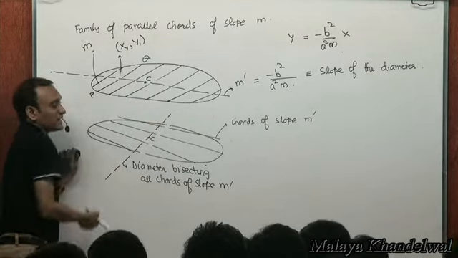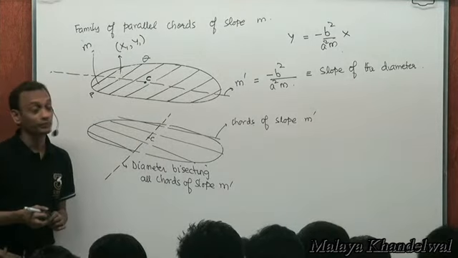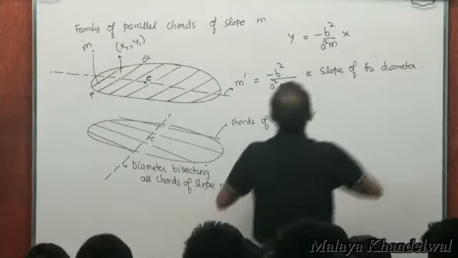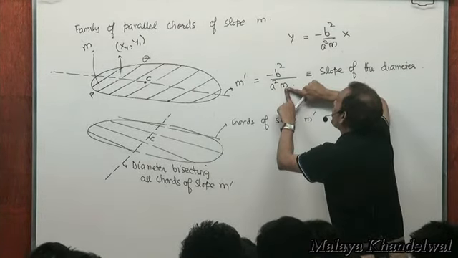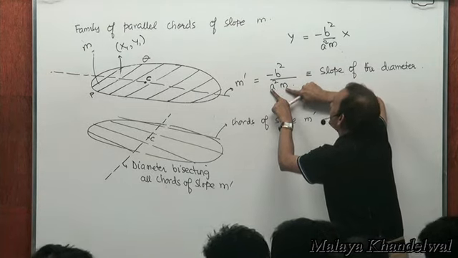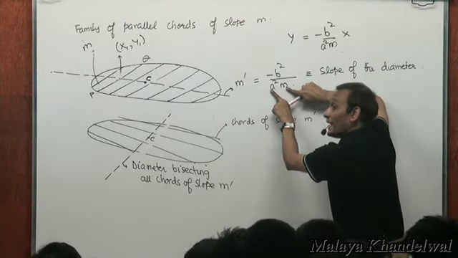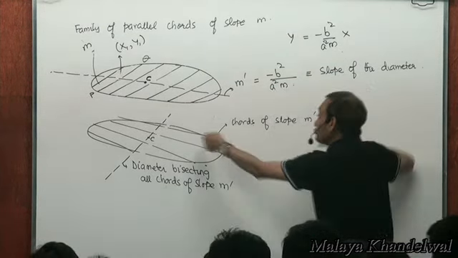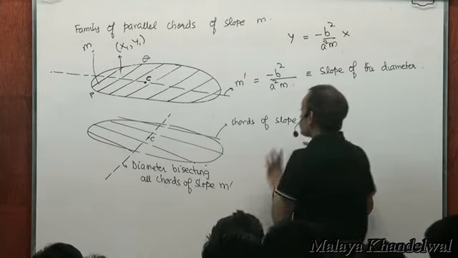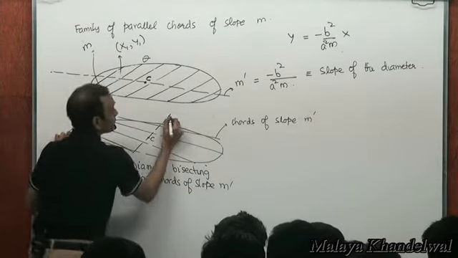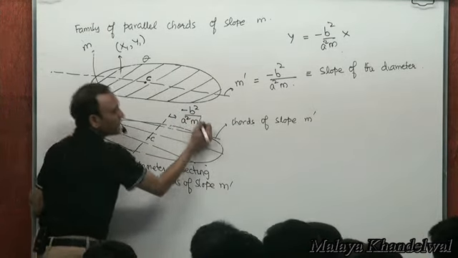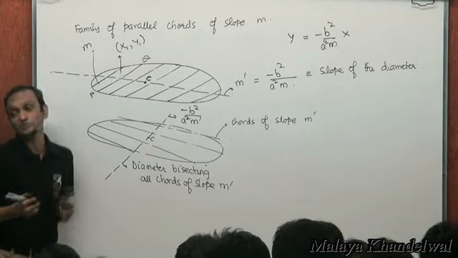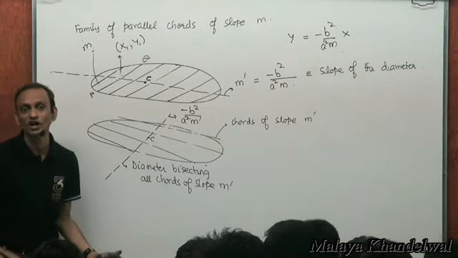This is a diameter bisecting all chords of slope m prime. Now, the way to find the slope of the diameter given the slope of the chords is minus b squared by a squared into m, where m is the slope of the chords. Now the slope of the chords is m prime. So the slope of the diameter would be minus b squared by a squared m prime. Yes or no?